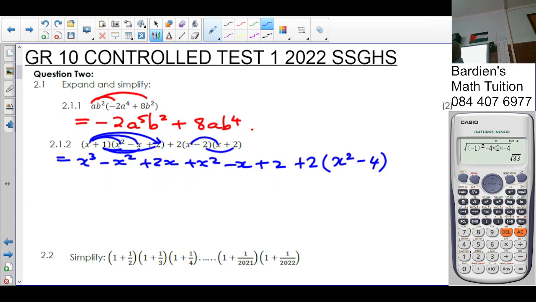What do I do now? Multiply the 2 in, get rid of that bracket. If you want, you could have added like terms here as well. Negative x squared plus x squared cancel. 2x minus x is plus x. Plus 2x squared minus 8.